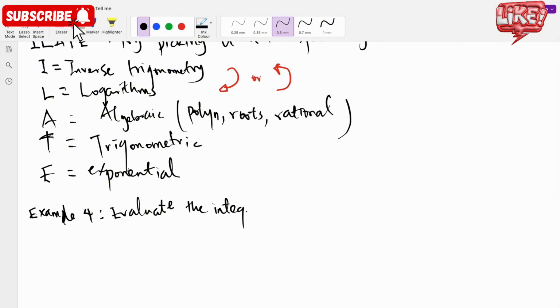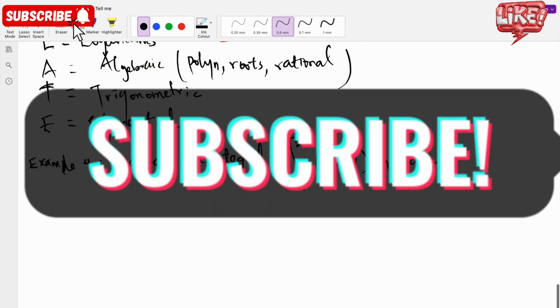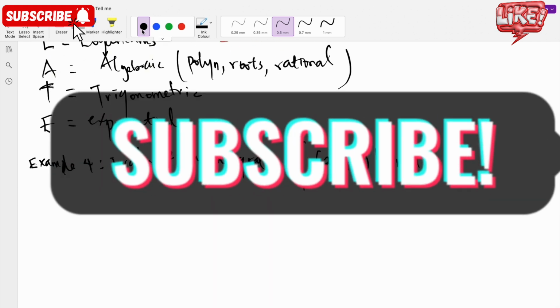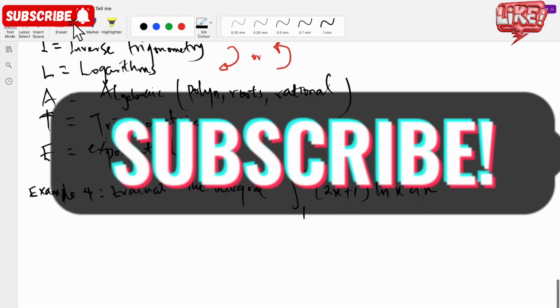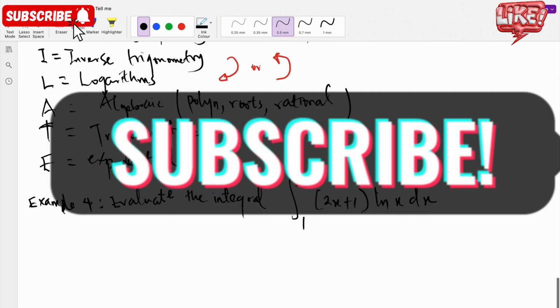Okay. You're asked to evaluate the integral, where the bounds are 1 to 2, of (2x plus 1) natural logarithm x dx. So which one do you think we can pick first? From the expression I wrote here, since there is no inverse trigonometry, I will choose first the logarithm.